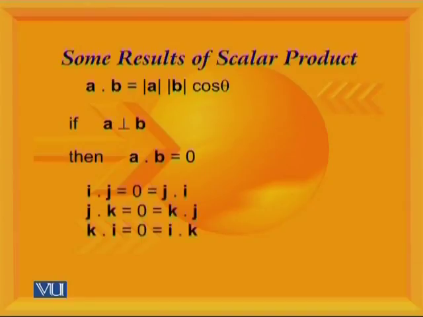Now i dot j is equal to 0. Similarly, j dot i is equal to 0, j dot k is equal to 0, k dot j is equal to 0, k dot i is equal to 0, and i dot k is equal to 0. As you know that i, j, k are unit vectors along x-axis, y-axis, z-axis respectively, and they are perpendicular to each other.